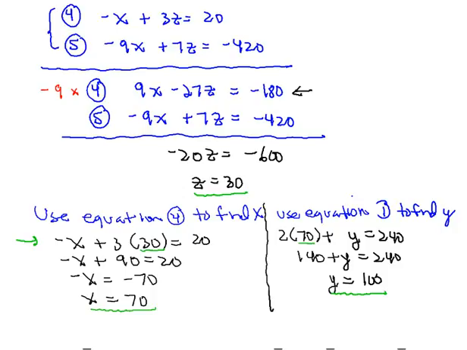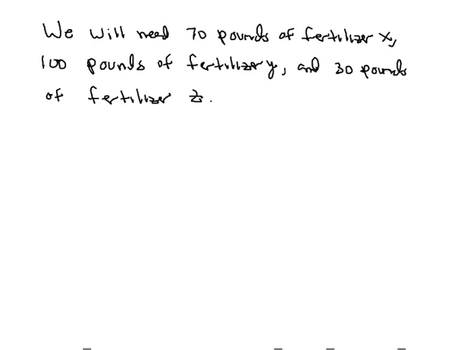So as our final step now, we'll write a sentence answering the question. Our final statement will be: we will need 70 pounds of fertilizer X, 100 pounds of fertilizer Y, and 30 pounds of fertilizer Z. Now in this case, I'm going to leave it to you to go through the check because I'm sure you're confident about how to do that on your own by this point.